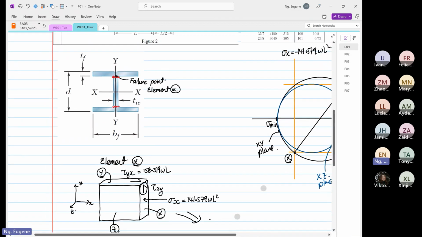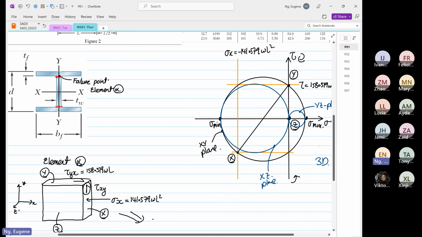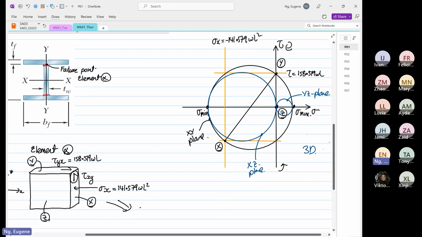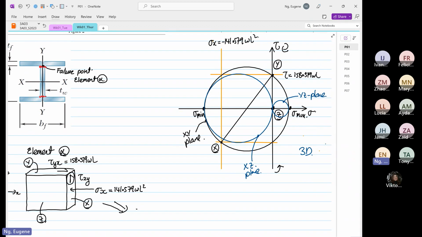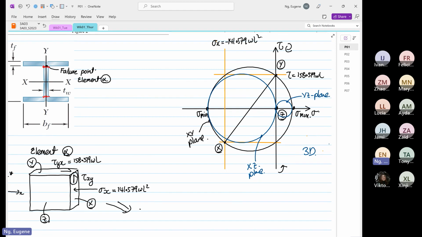Then we constructed a 3D Mohr circle based on this element over here. On the 3D Mohr circle, you can see we have three circles. It does not mean the 3D Mohr circle is a sphere. No, no, no. The element is in 3D, but we have to construct three circles on the Mohr circle domain. So now what we have to do is use what we are given.